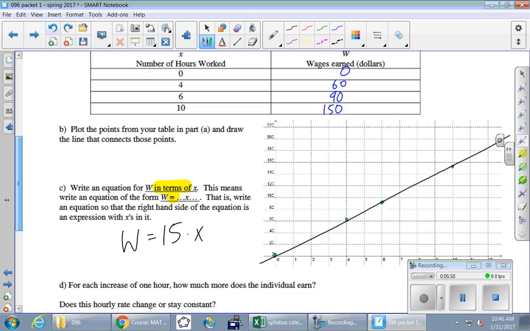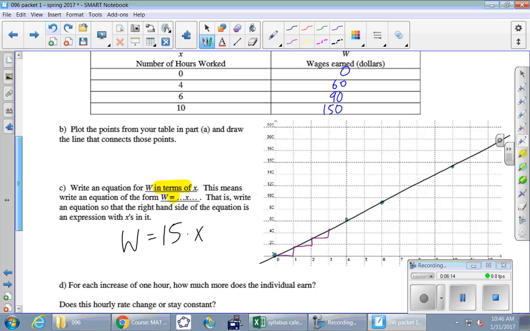Okay, so here we go. If you work 1 more hour, you earn $15 more. 1 more hour, $15 more. What word from your math past is that 15? Starts with an S. Slope. That is the slope.